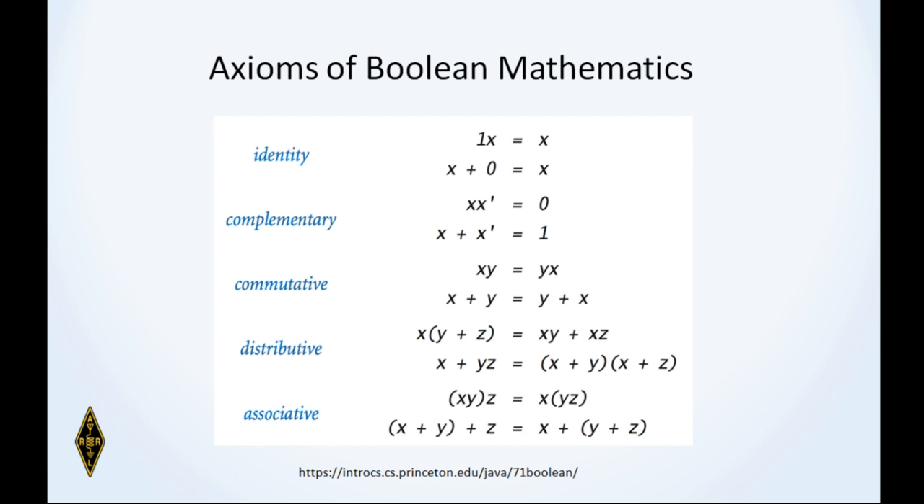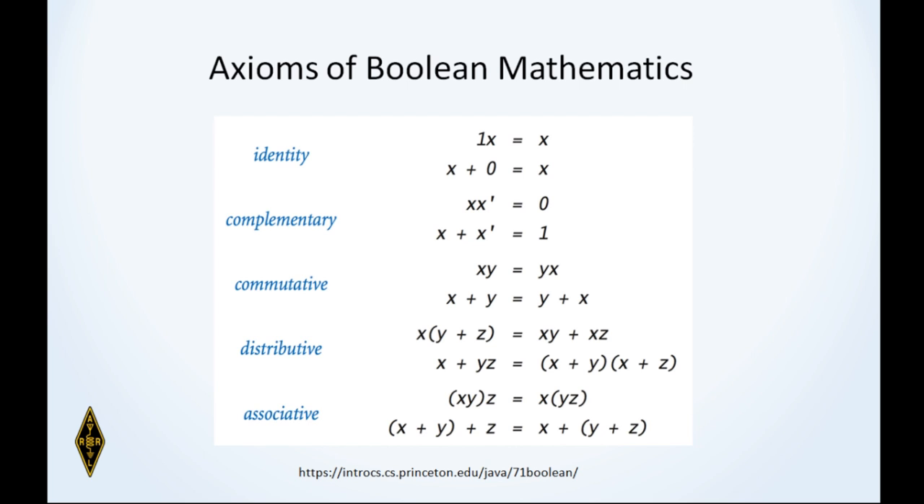And it's a complete mathematical system that uses the same kind of axioms that, you know, normal algebra would use: the identity function, the complementary, the commutative, the distributive. You might remember these from high school, very long time ago for me anyway. But anyway, all of these things exist in Boolean mathematics.